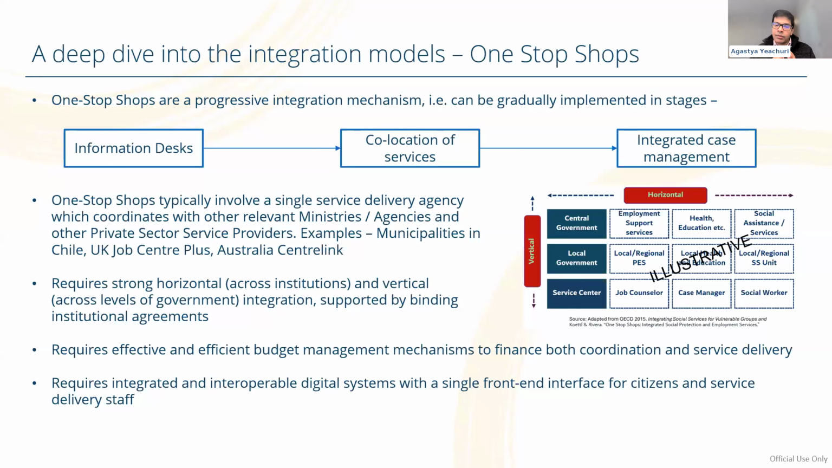And this applies both for horizontal coordination across institutions as well as vertical coordination between different levels of government. And this needs effective budget management mechanisms, effective staffing arrangements, clear definition of roles and responsibilities, as well as digital mechanisms to support these one-stop shops. Next slide, please.